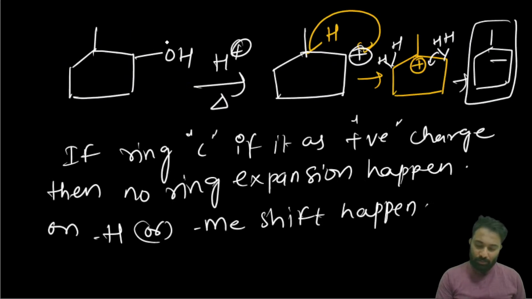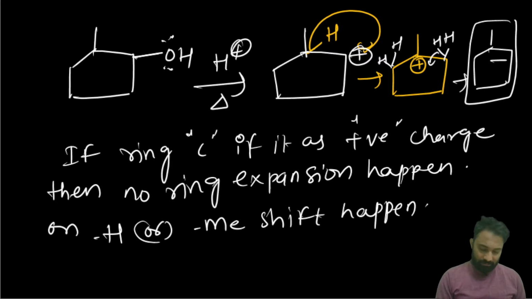Next, in the dehydration reaction, if the alcohol is directly attached to the ring carbon, then no ring expansion will happen. Only a hydride shift or a methyl shift will happen. These are the two key points we have to remember when doing dehydration of alcohols, whenever they have given a cyclo compound. For cyclo compounds only you will make the mistake, and the examiner will also stress you with the cyclo compound only.